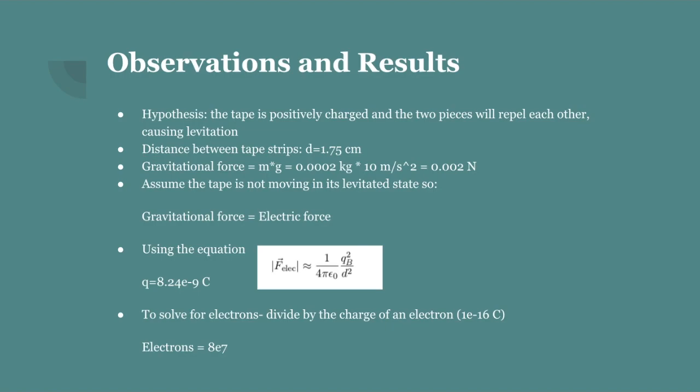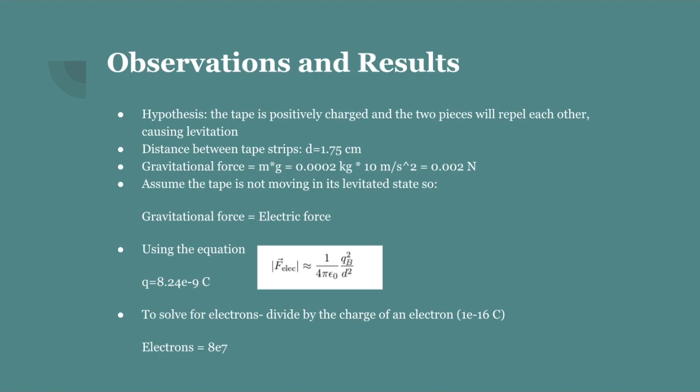The hypothesis that I had for this experiment was that the tape is positively charged and the two pieces will repel each other, causing the levitation. I was able to infer this by the interaction with the tape and the pen. The tape was attracted to the pen because the tape was positively charged and the pen was negatively charged.